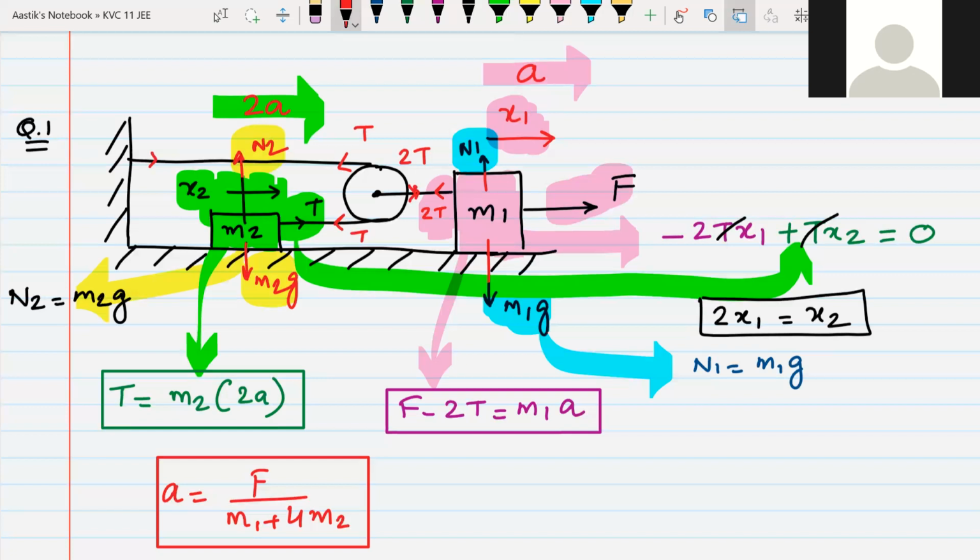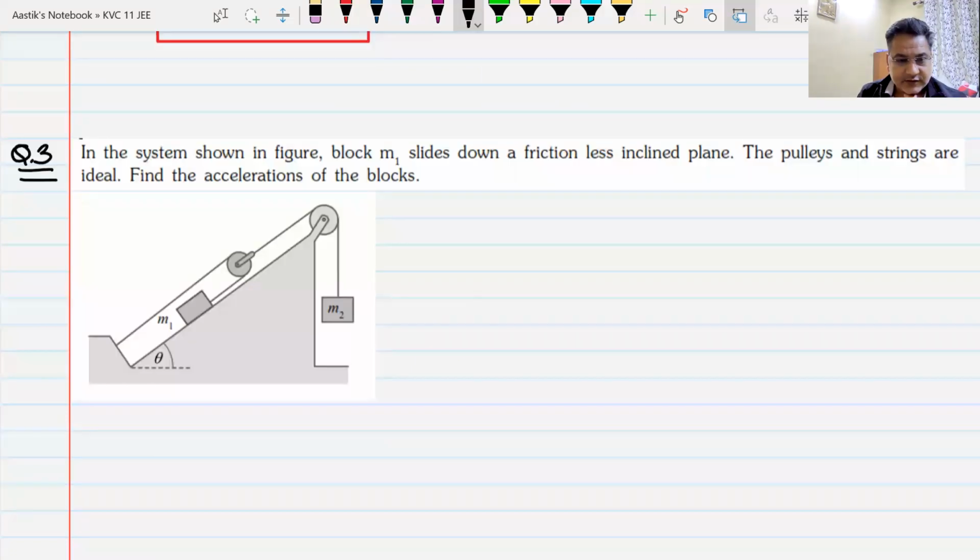Here comes the next question. Question number 3, let us call it. In the system shown in the figure, and I hope you can see the figure, block m1 slides down a frictionless inclined plane. So it is given that m1 is going down. The pulleys and the strings are ideal. We are supposed to find the acceleration of both the blocks.